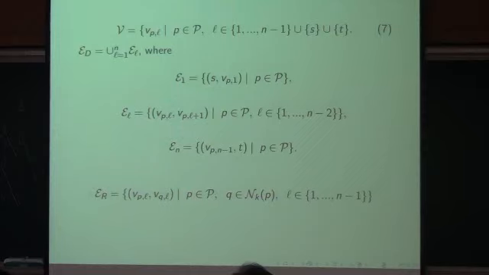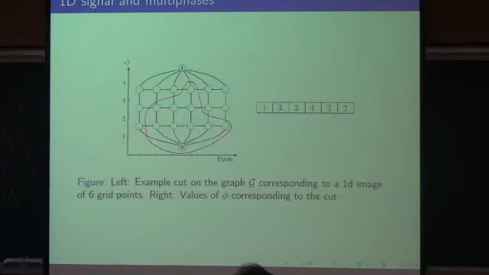So here is mathematically how do we define it. Here are the vertices. You have an original vertex, but you copy it n-1 times. Here is the edges. So the edge 1 is those edges.